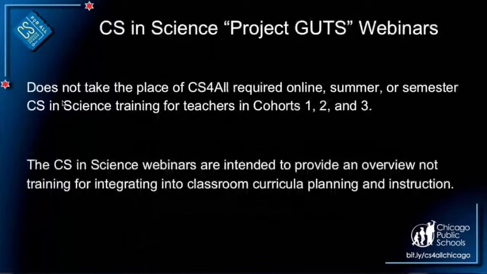This does not take the place of the CS for All required summer or semester CS and Science training for teachers in cohorts 1, 2, or 3. Right. So this does not take the place of the CS for All required summer or semester training for Project Guts for cohorts 1, 2, and 3. It's intended to provide information, an overview of the curriculum, and not training for ongoing CS and Science Project Guts integration into the classroom or curriculum planning instruction. Again, this does not take the place of any phased online training, the summer training, or the semester training throughout the school year.